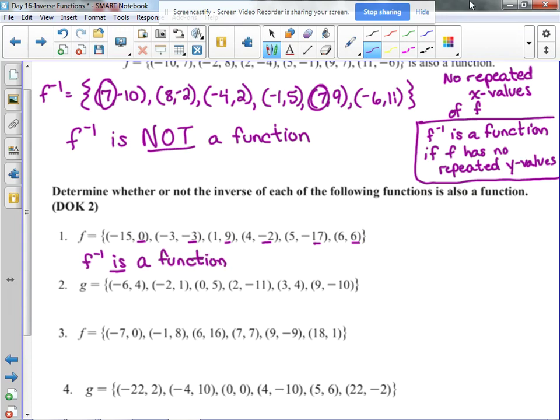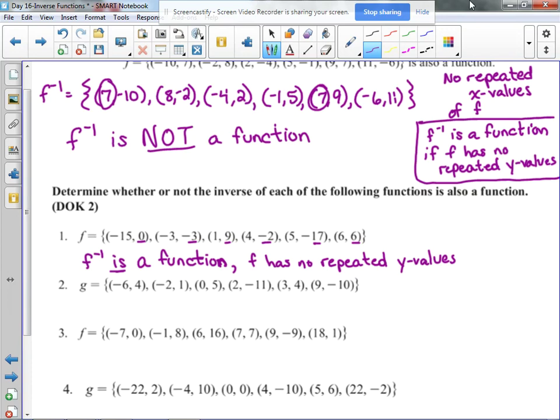Now, I know that it makes sense right now, but let's work on some study skills here. When you go back to look at this, you may or may not remember why we said that it was a function. So let's give it a reason. F inverse is a function because f has no repeated y values.